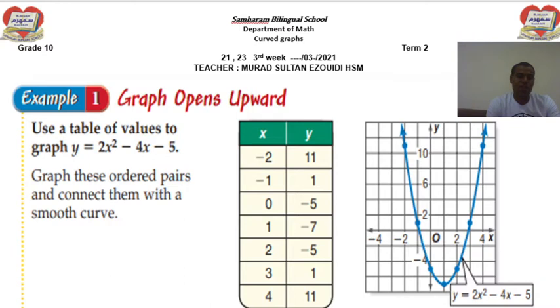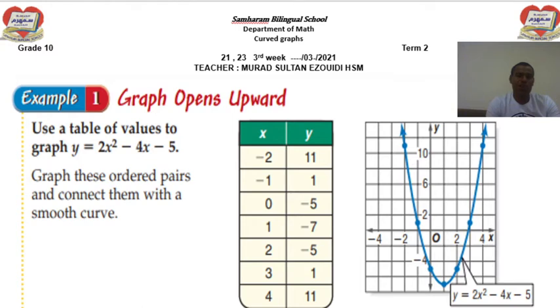This is if a is positive, if the x squared term is positive, the curve opens up, or it seems to be a valley. If a is negative, or the x squared term is negative, your curve will open down, okay, or it's also called a hill.